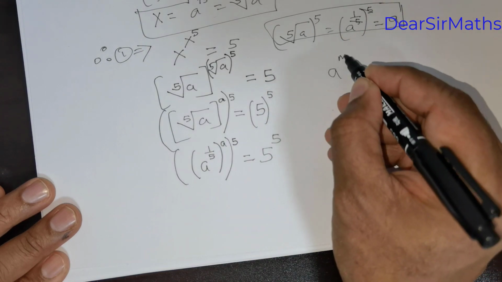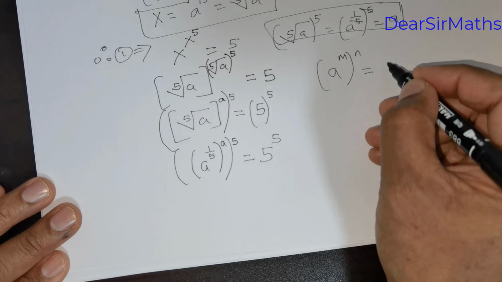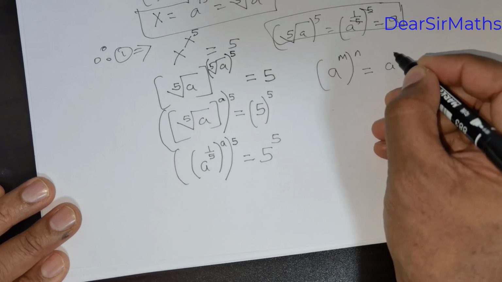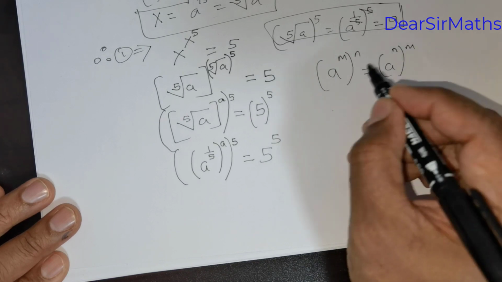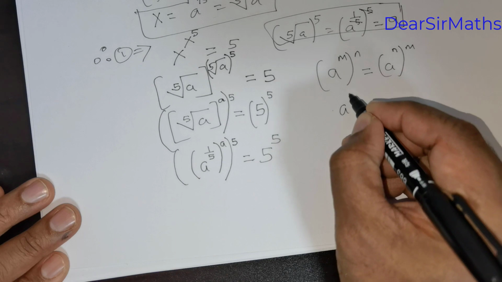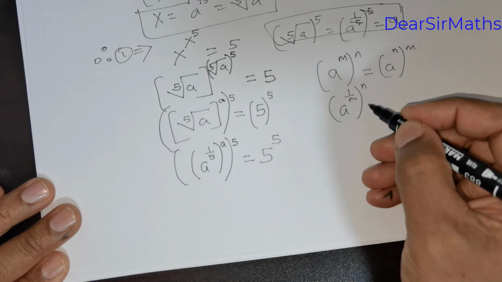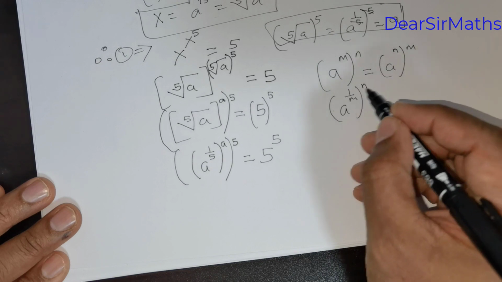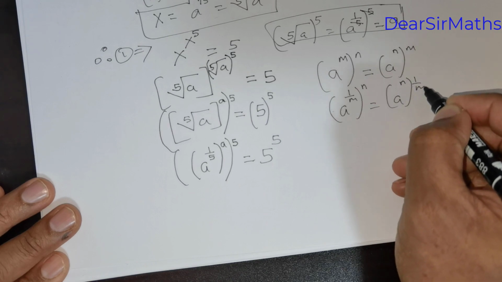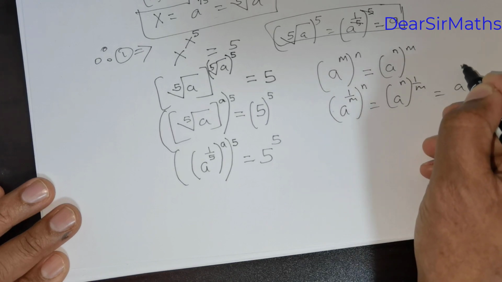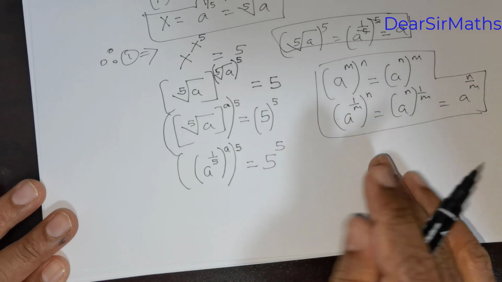Now, a raised to the power of m, all raised to the power of n, can be rewritten by the law of indices as a raised to the power of n raised to the power of m. Right? Now, in place of m, suppose you have a raised to the power of 1 over m, this entire quantity being raised to the power of n. Then I can also flip them: a raised to the power of n, the whole raised to the power of 1 over m, or I can rewrite this as a raised to the power of n over m. So all of these things are possible from the law of indices.